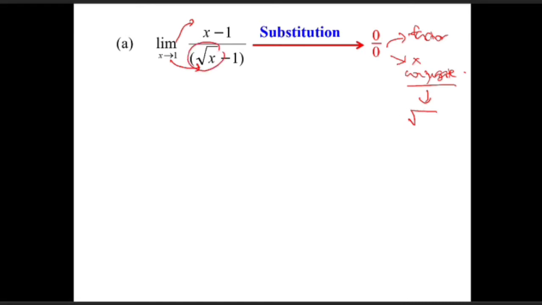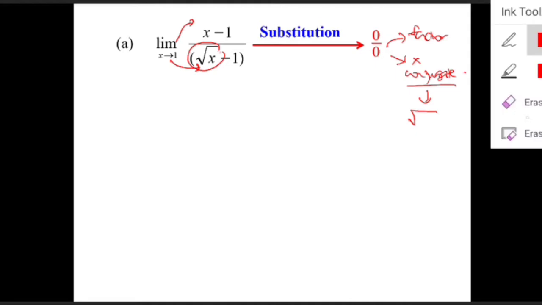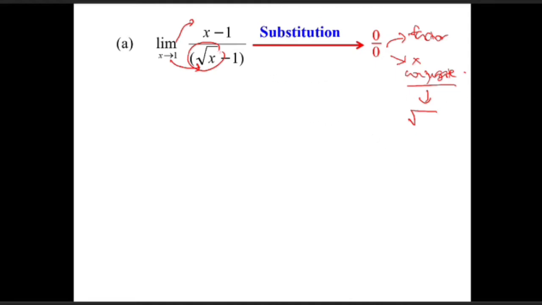There is a surd x here. So we have to multiply the conjugate. And what is the conjugate that we have to multiply for this question? It's the function with the surd. So at our denominator, this is our function with the surd.